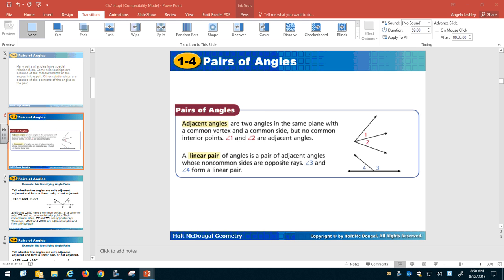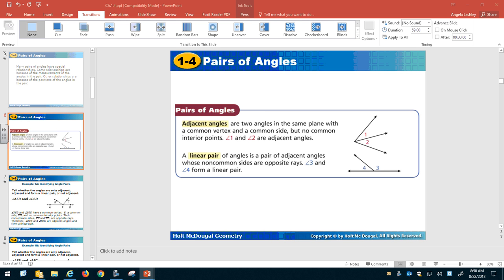Okay. Linear pairs. Look at a linear pair, first of all, up here on the board, 3 and 4. Are 3 and 4 adjacent? Yes, they have a common vertex, and they have this common side. And no points inside 3 are also inside 4, so they don't share any common points other than the ones that are on the side. So a linear pair, first of all, has to be adjacent.